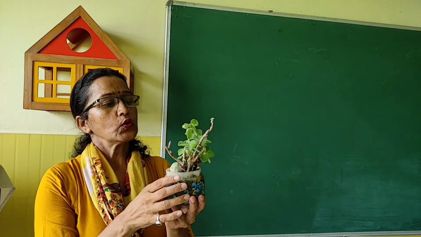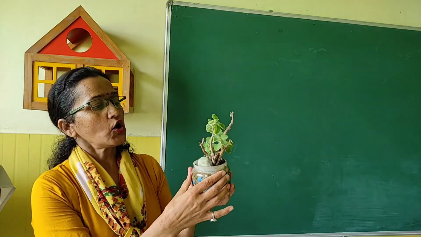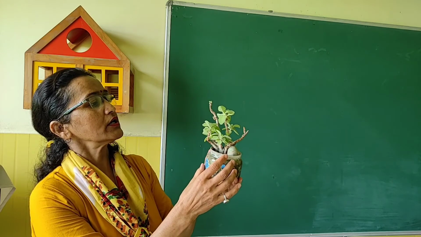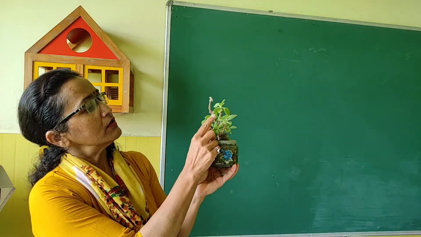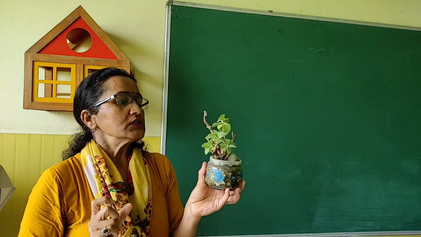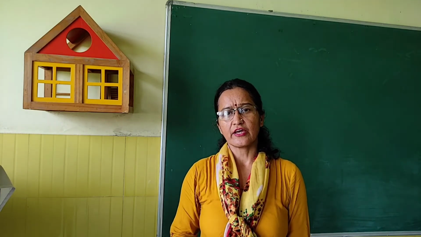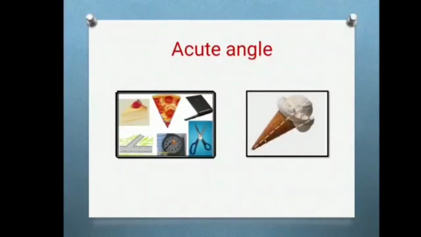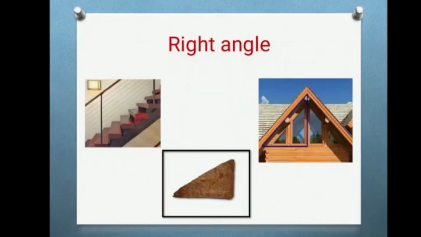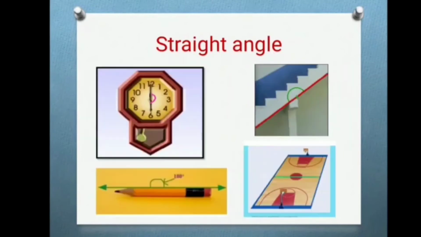Now here you can see what an obtuse angle is. Identify the obtuse angle. Now here is an obtuse angle. Now on this side, an obtuse angle is formed. So these are the activities which are related to real life. Now there are some real life examples of angles. Now this is an example of acute angle, right angle, obtuse angle, straight angle.